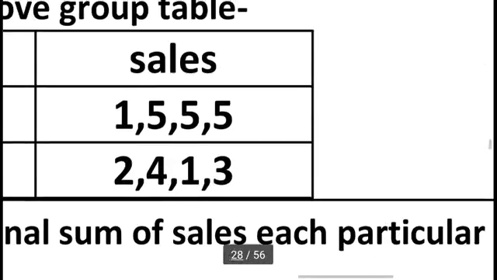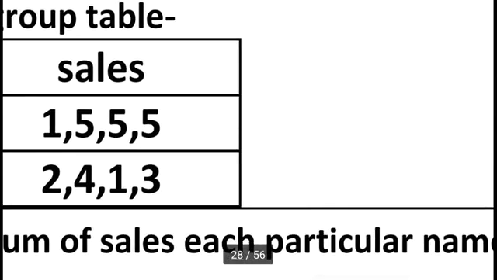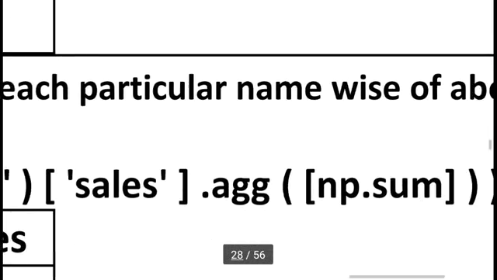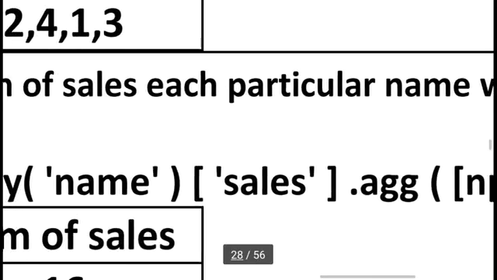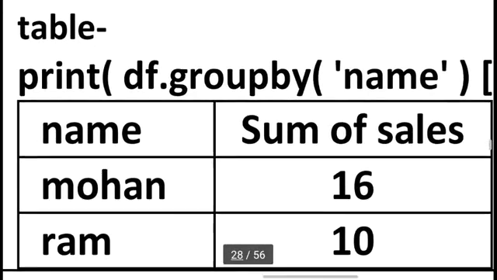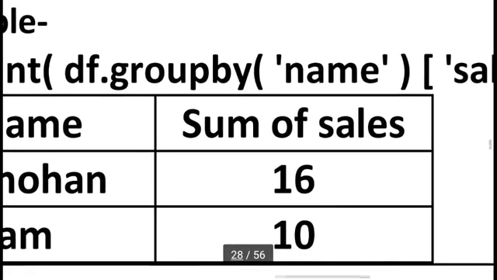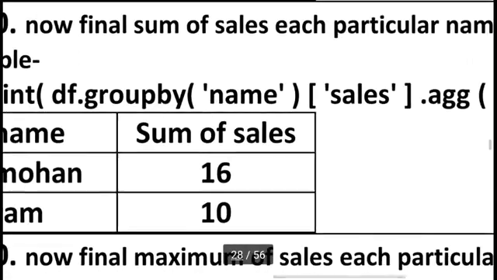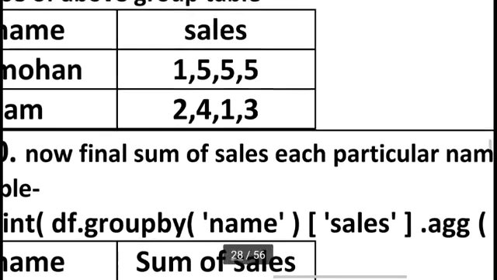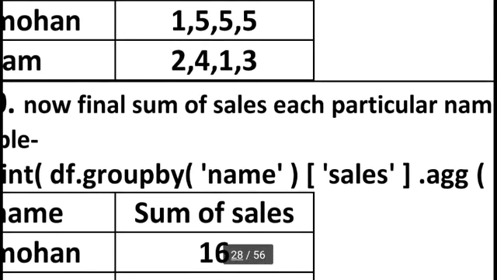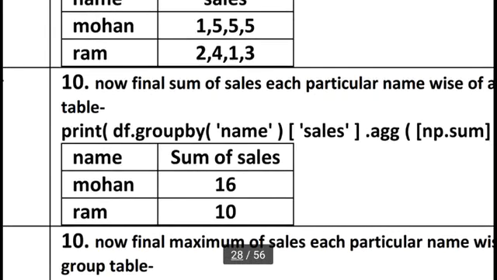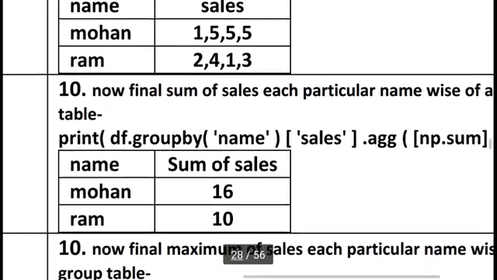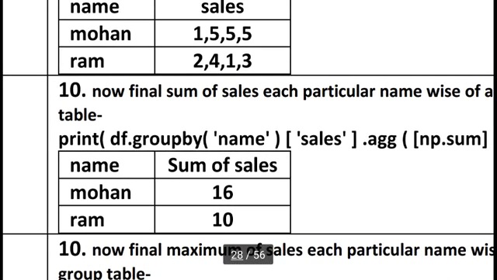But on these cells, which operation do I want to perform? So here I am using dot agg, meaning aggregation, and here I mention np.sum. So you can see name group, all the cells, the sum of all the cells. You can see 1 plus 5 plus 5, 2 plus 4 plus 1 plus 3. Simple, that's all. But already 90% of the work we have done.